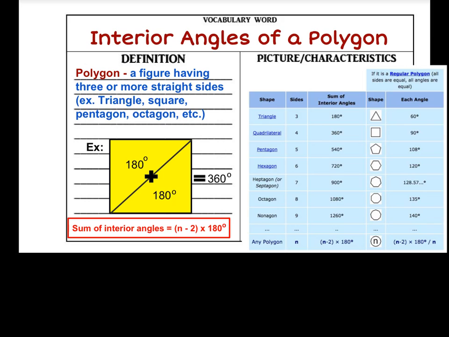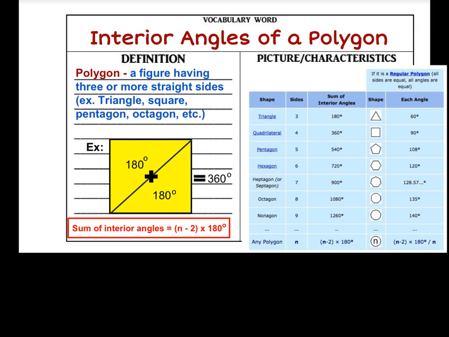Okay, so we have this example over here. We have a quadrilateral, and a quadrilateral has four sides. Okay, 1, 2, 3, 4.